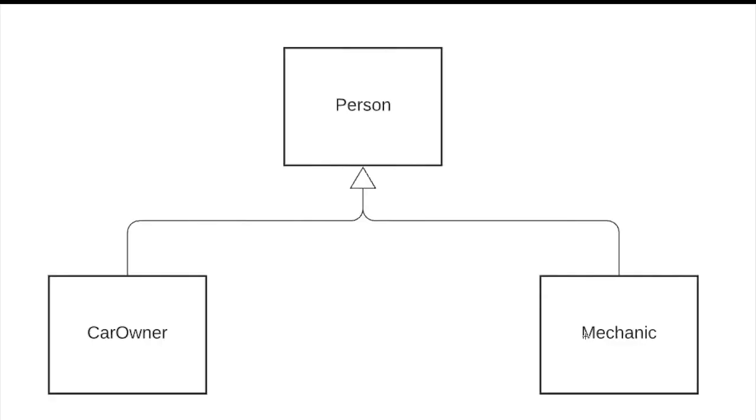Going back to our car owner and mechanic example, with inheritance, we're changing it a bit. So we say now we're going to have a person, and then car owner and mechanic will then extend person. So they will then inherit all the functionality from the person class into their respective car owner or mechanic classes. Let's go look at the code.